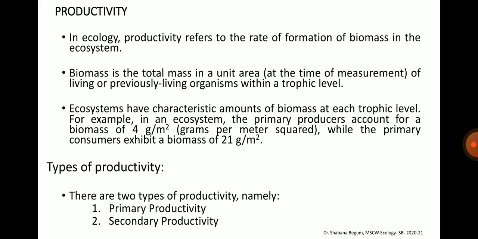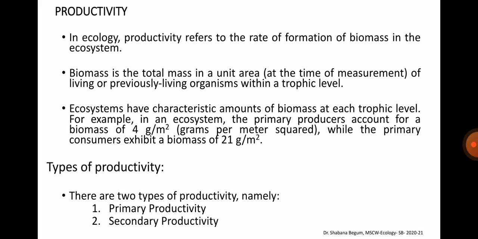You can always say that productivity of an ecosystem refers to the rate of production, that is the amount of organic matter accumulated in any unit time. The ecosystems have characteristic amounts of biomass at each trophic level. For example, in an ecosystem, the primary producers account for a biomass of 4 grams per meter square, while the primary consumers exhibit a biomass of 21 grams per meter square.